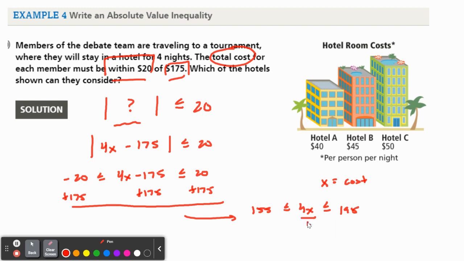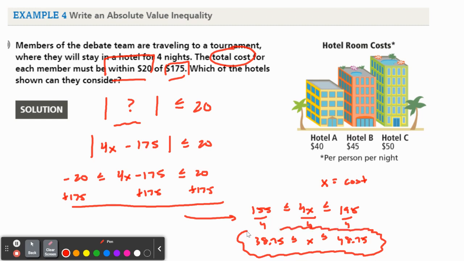And now we divide all 3 parts by 4 to get X by itself. 155 divided by 4 is 38.75. That's going to be less than or equal to X, which is less than or equal to, and 195 divided by 4 is 48.75. So this compound inequality gives the costs per person per night that our value can fall into.